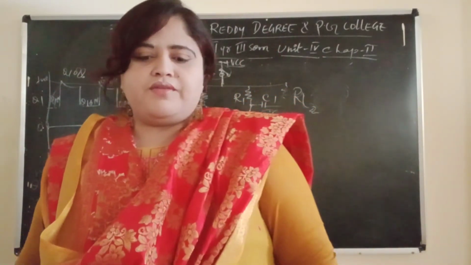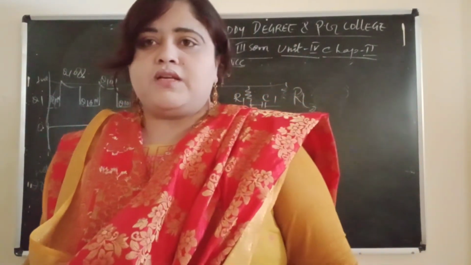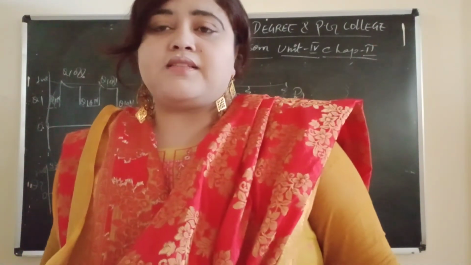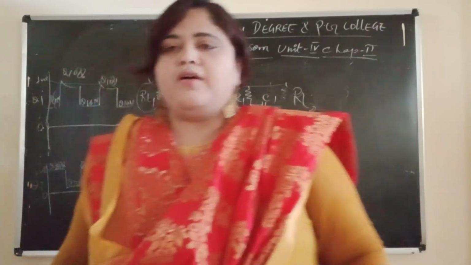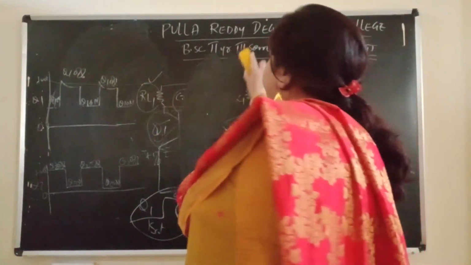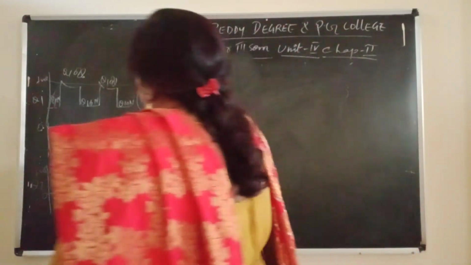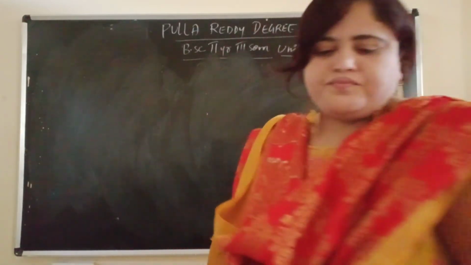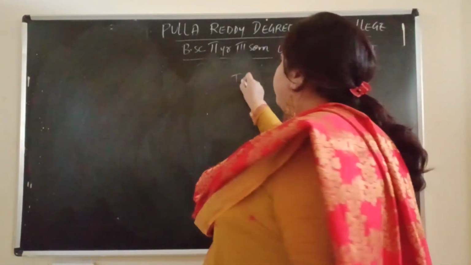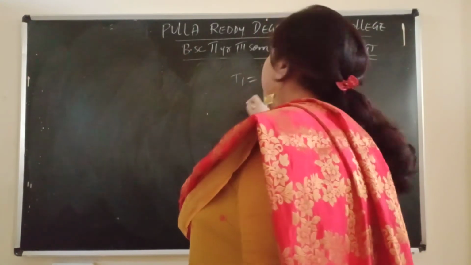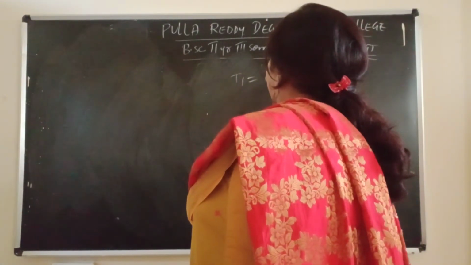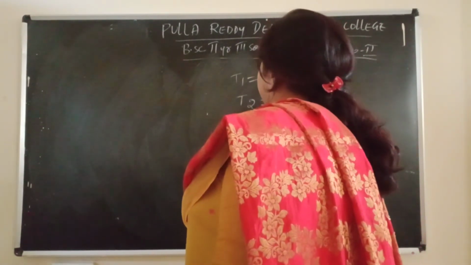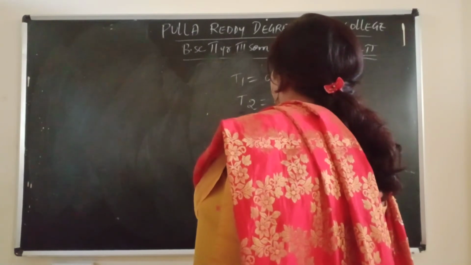Now we will go to the switching time of an astable multivibrator. Switching time is the time for which the transistors will be on and off. When the transistor is on, the time taken uses the constant 0.69. The time period T1 of transistor Q1 being on is 0.69 R1 C1, and the time period T2 is 0.69 R2 C2.